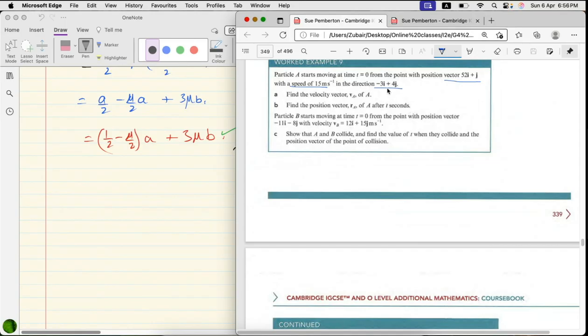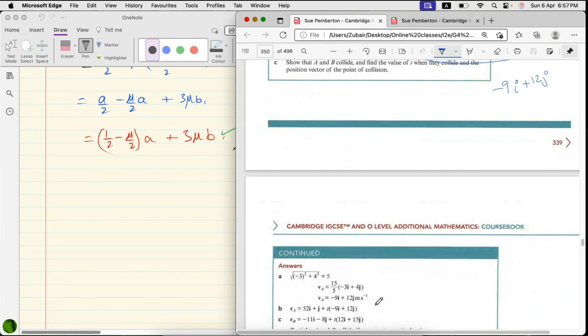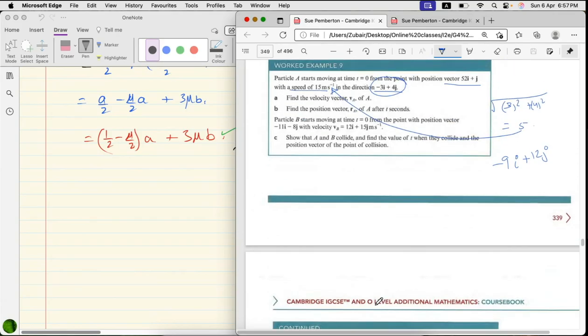So we know the direction, we know the magnitude. If I just look at 3, 4, the square root of 3 squared plus 4 squared is giving me 5. If this is 5, this is 15. That actually means it is 3 times more. 15 divided by 5 is 3 times more. So if I multiply this with 3, it is giving me minus 9i plus 4 times 3, which is 12j. This is the velocity. Let me just confirm: minus 9 and 12. Yes. Are you getting it?